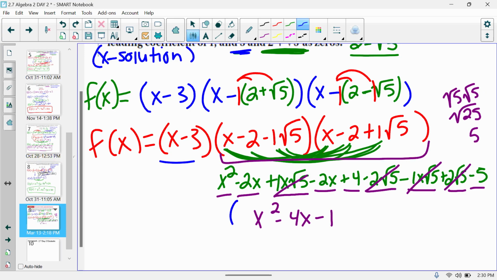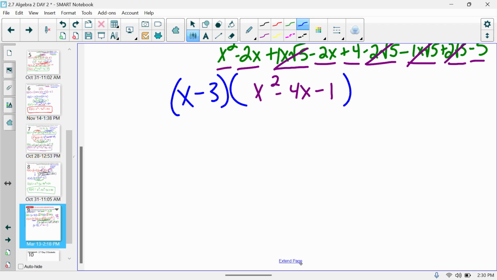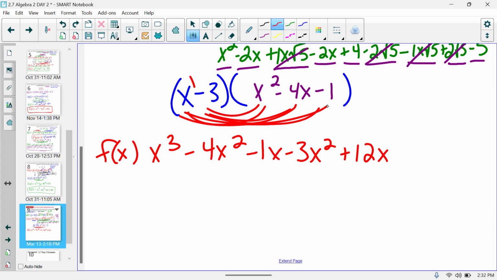We still got to take this, so keep it in parentheses, times the x minus 3, which would mean box method one more time or multiply it all out. So I'll give you a minute to finish it. So we would do x times x squared. That's where we add the exponents, right? So you're going to have x to the third. X times -4 is going to give you -4x squared. X times -1, -3 times x squared. -3 times -4x is +12x. -3 times -1, +3. Combine any like terms and make sure you write your answer in standard form.